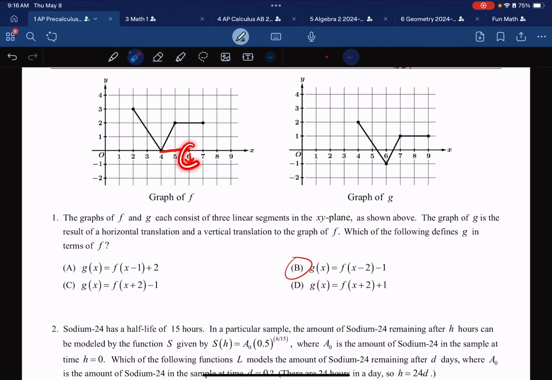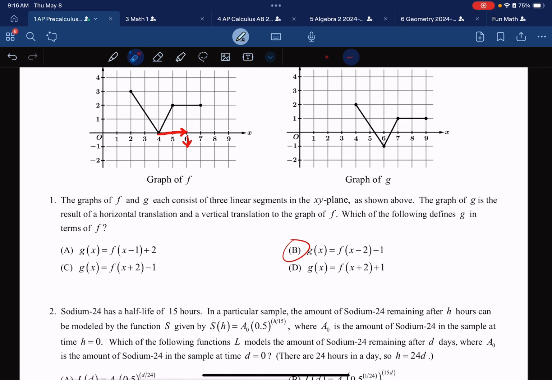But just checking again, we should be going down 1. Everything on the outside of the parentheses is just the normal direction. So B is indeed correct.